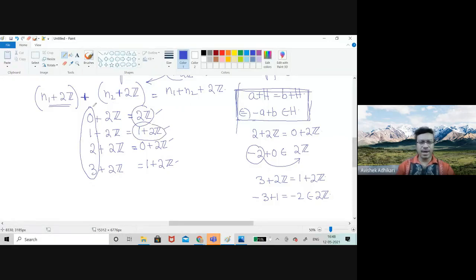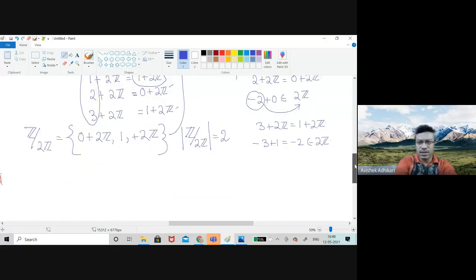So if you vary n over all Z, then also you will get only two different types of elements. So how many elements are there in the cosets? Either 0 plus 2Z or 1 plus 2Z. Nothing else. That's why the number of elements of that group is finite and it consists of 2.